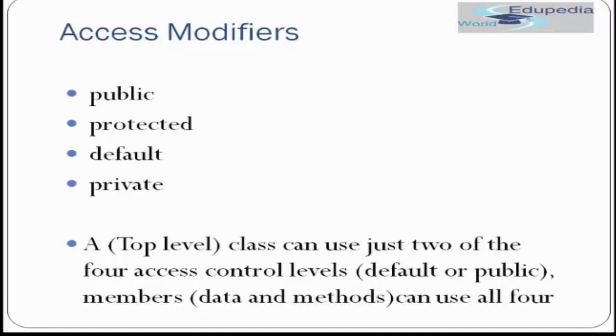A top level class can use just two of the four access control levels, that are default or public. And the members, that means data and methods of a class, can use all four. So that signifies the class can either be public or it can be default.